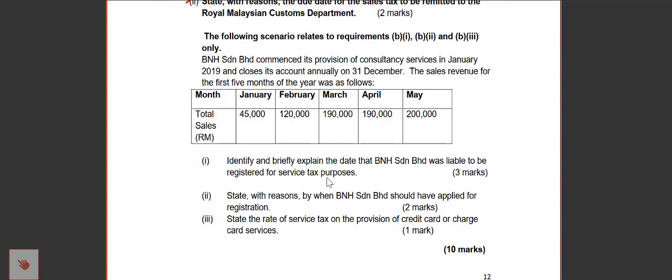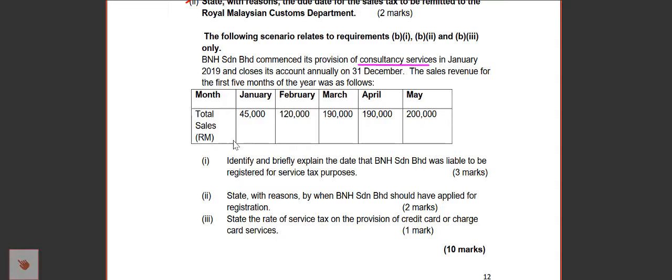It's 25 ringgit. Okay. Now, B&H commence provision of consultancy service, and closes account 31st December, and the annual sales for the first 5 months, so January to May. Now, identify and explain the date. Now, if you look at the amount that they have, 45, 120, 190, 190. Now, even up to April is already 545. May is 200. Now, what do you see as the date of their registration?